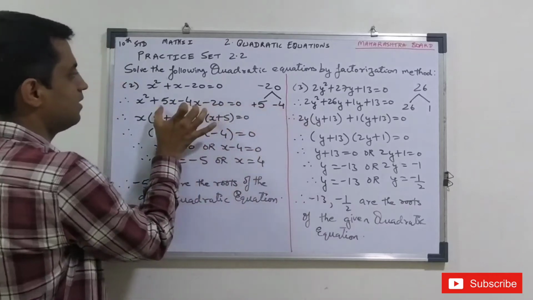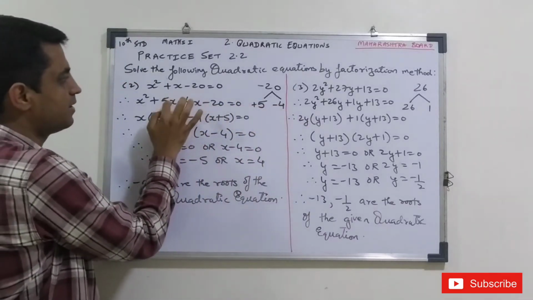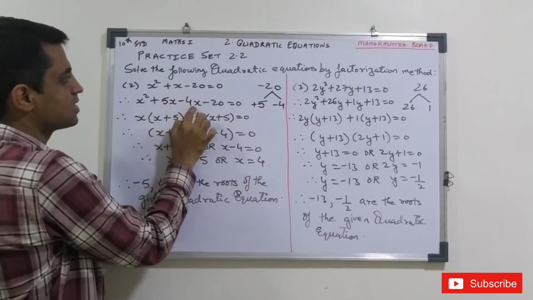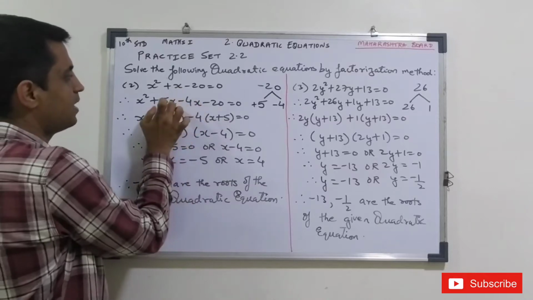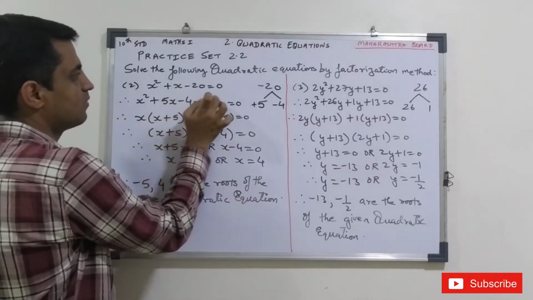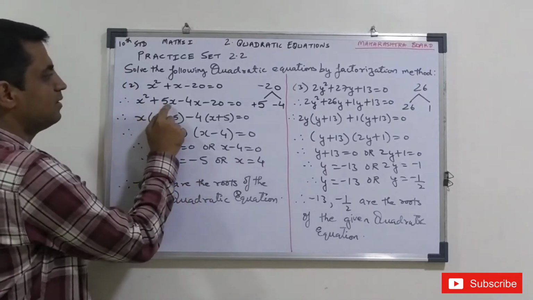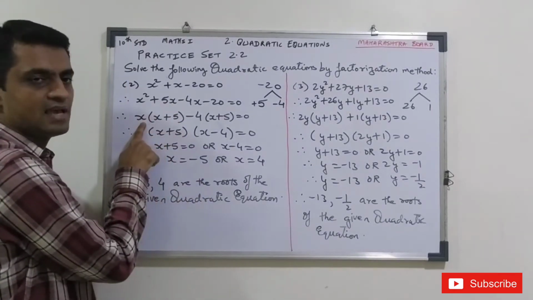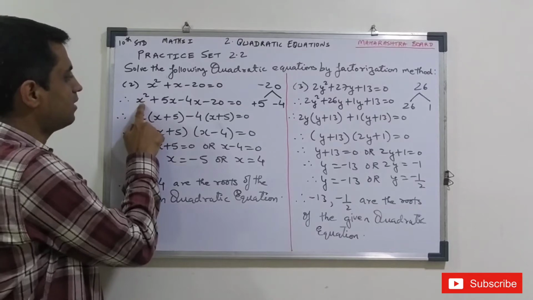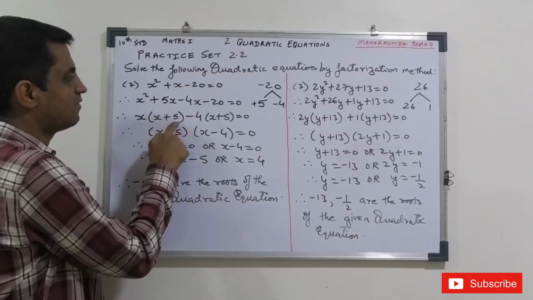And this we have written here, so we split it. So plus 5 minus 4 will give you 1x, and plus 5 into minus 4 will give you minus 20. Now let us take out common the lowest power of x, that is x. What will remain here? x plus 5.